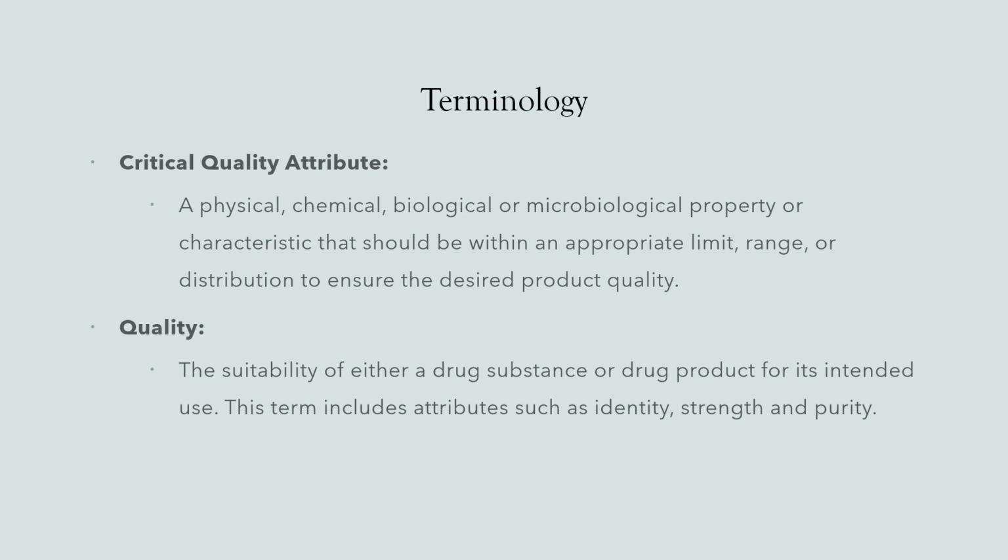So the next thing I want to just quickly run through, and I hope not to spend too much time on this, is the terminology, because we'll be using these terminologies. So critical quality attributes. So this is a physical, chemical, or biological or microbiological property or characteristic, and it has to be within an appropriate limit, range, or distribution, and it is there to assure, to provide confidence, if you like, on the desired product quality.